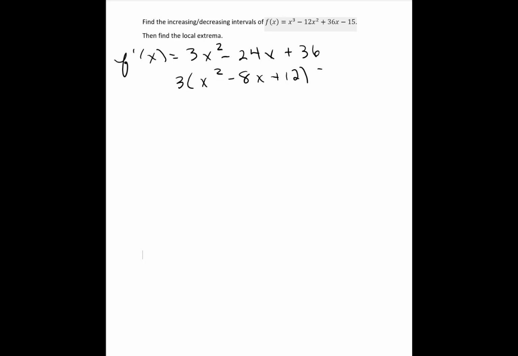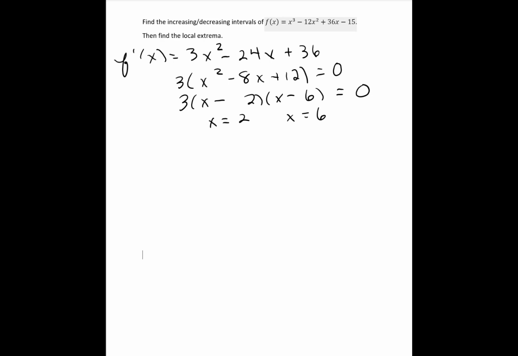Now I'm trying to set this equal to 0, so we want to factor. I want to find factors of 12 that give me 8. Well, that would be 6 and 2, and they're both subtracted because it's a negative 8. So I have x is 2 and x is 6. All right, so this was my first derivative equal to 0.